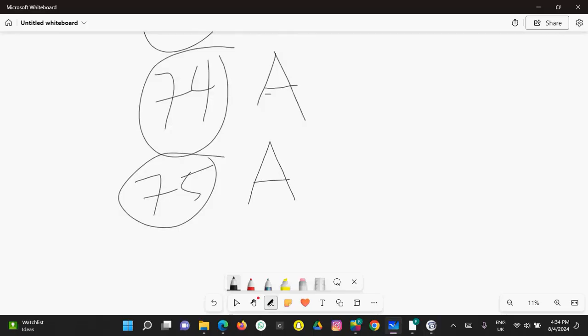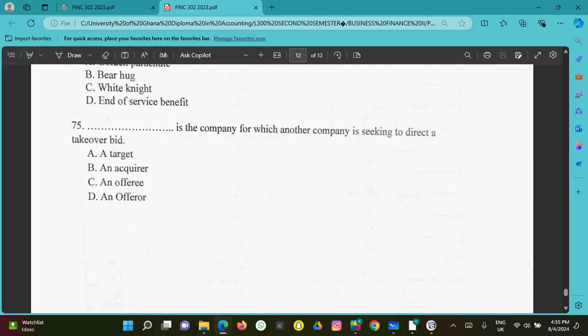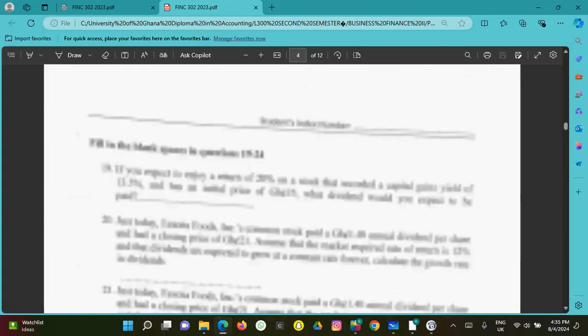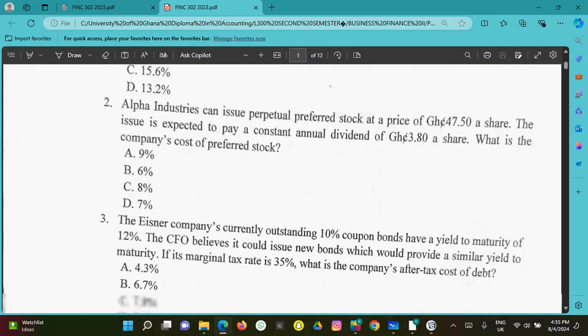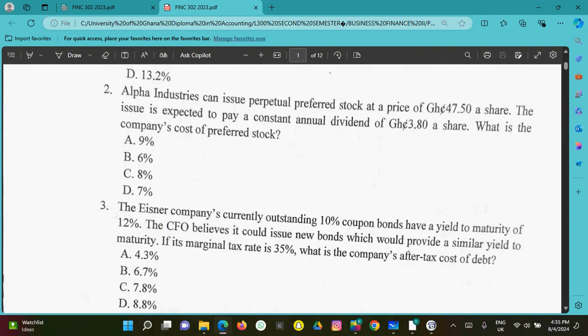All right. This comes to the end of solving last year's past question, 2023 past question for business finance 2. I'll try my best and see if I can also do the same thing for the 2022 one too. So after that, I'll report and then post.